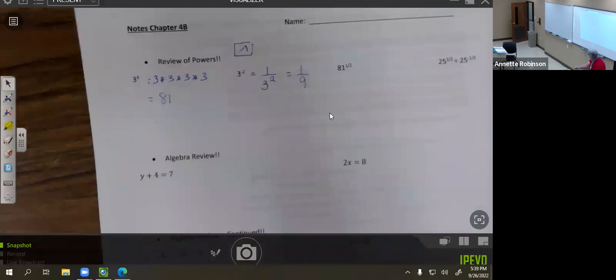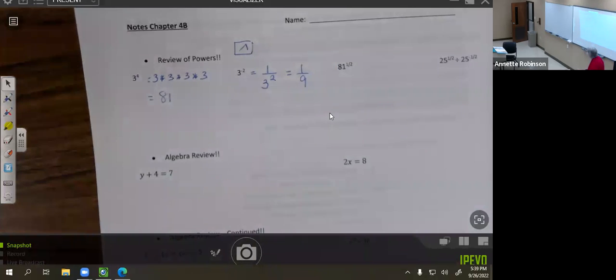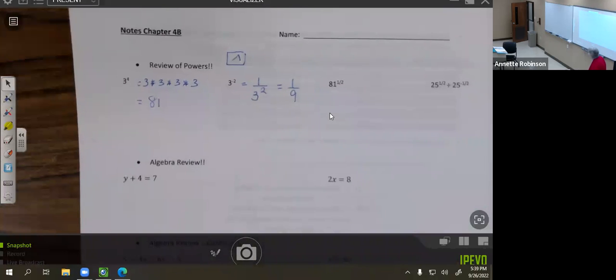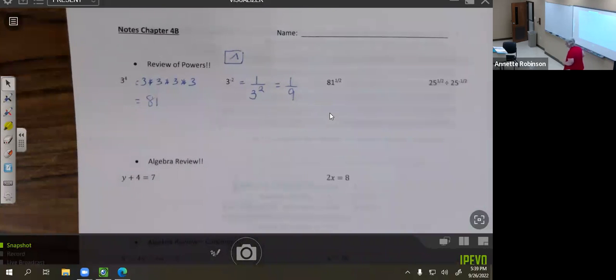Put it to exponents. It'll give you a decimal, and you can hit the math key, and it will change it to a fraction if you hit enter twice.